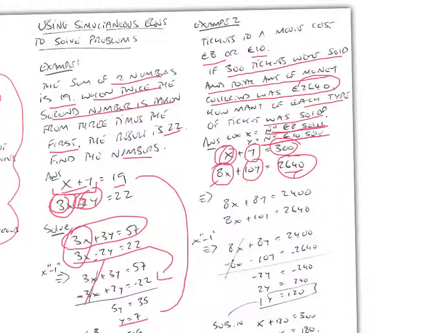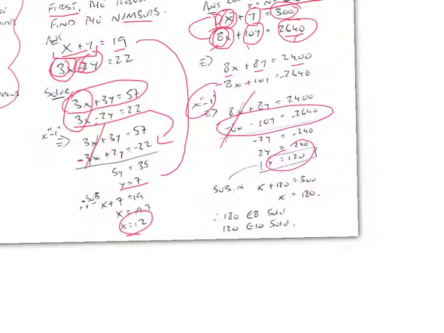So now we've two equations. We've x with a coefficient of 8 here, so take the top one, multiply everything by 8, and then multiply everything here by minus 1 to give this line here. Goodbye to the x's, find the value of y, and then sub the value of it back into your top equation to find x equals 180. So therefore 180 €8 tickets were sold, 120 €10 tickets were sold.